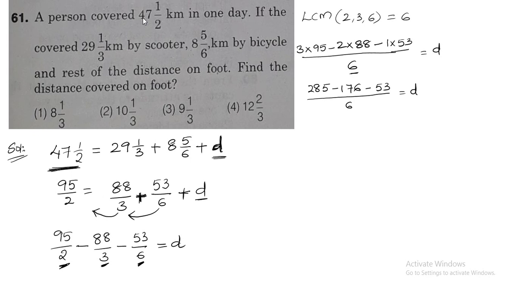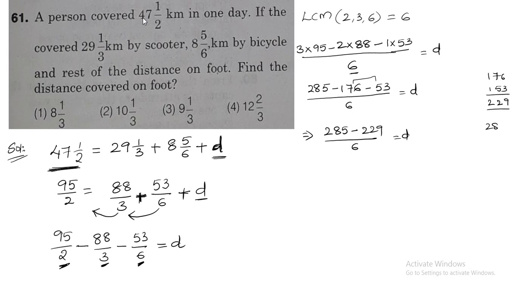Now since we are having 2 minuses here, right? So we need to add those two. So 176 and 53. So 6 plus 3 is 9. 7 plus 5 is 12. So 1 is carried. So 229. So this I can write as 285 minus 229 divided by 6, which is equal to D.